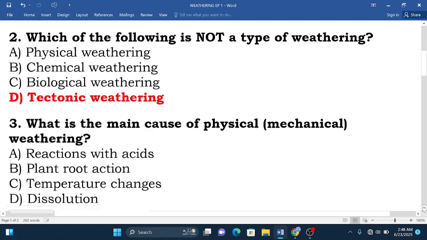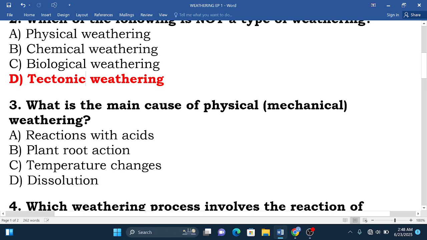Let's go to question number 3. What is the main cause of physical weathering or mechanical weathering? Normally mechanical weathering's main agent is temperature, where temperature causes expansion and contraction of a rock. So as the process continues, the rocks will have cracks, and eventually break down into small particles. So let's read.